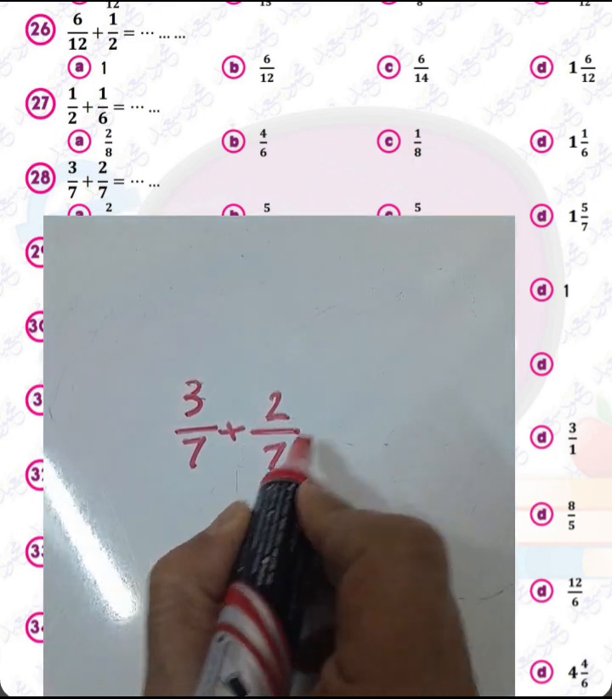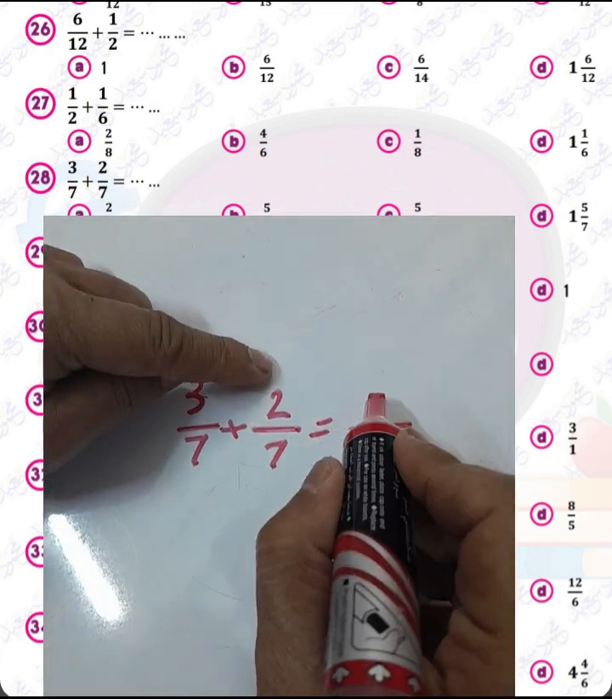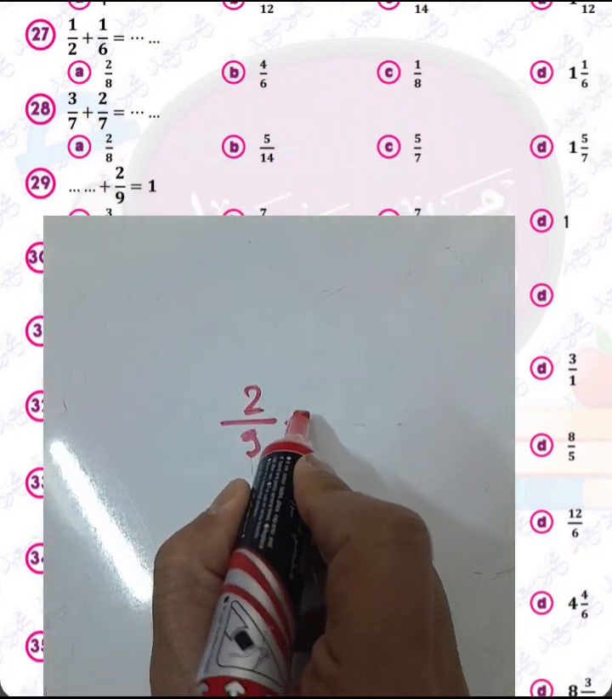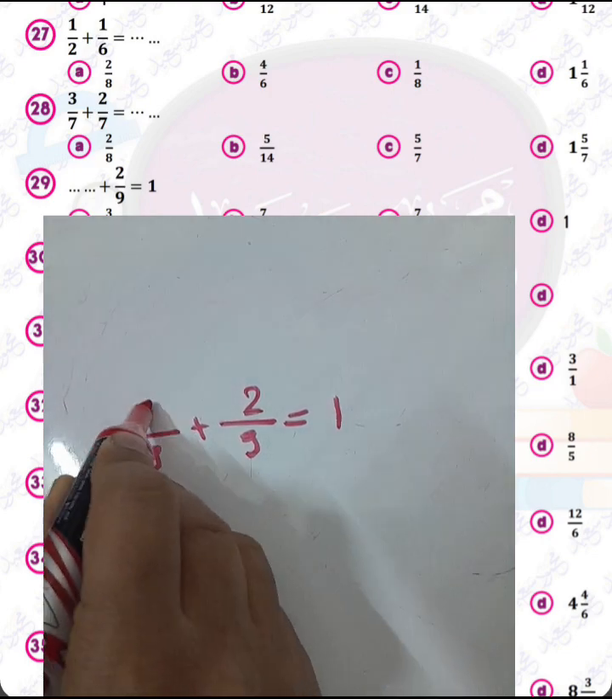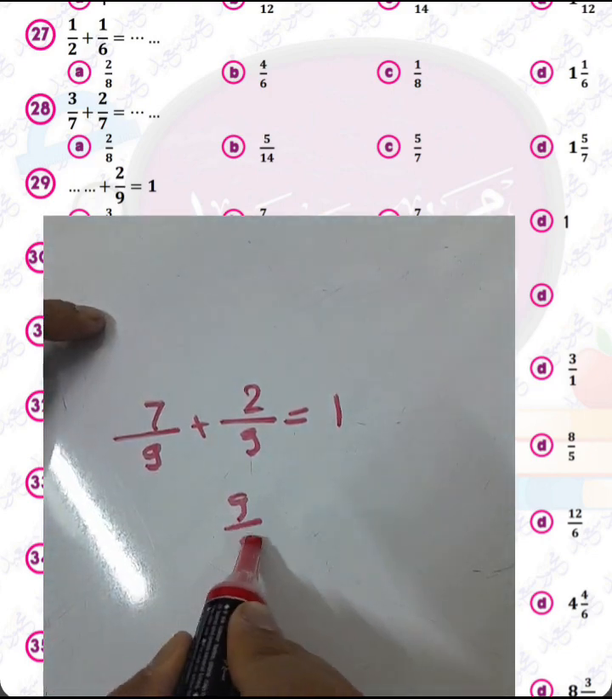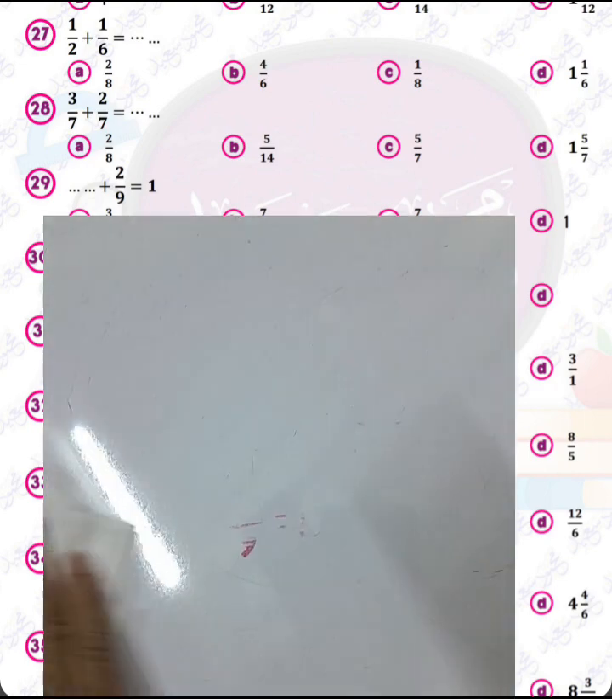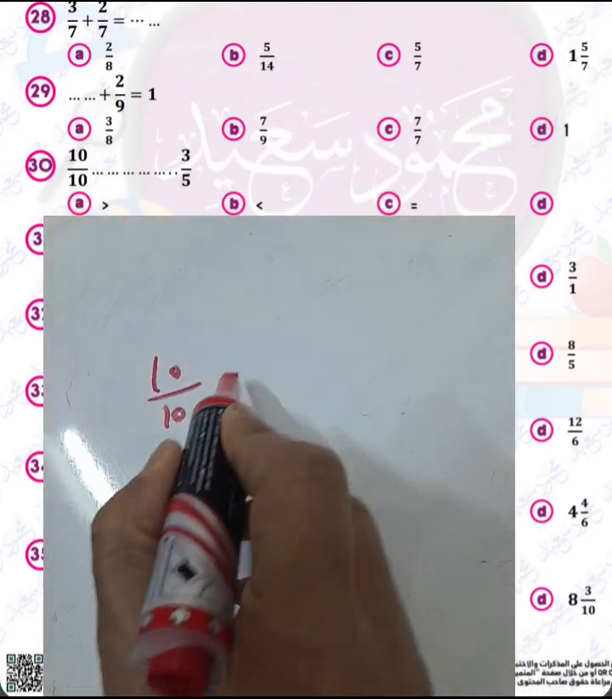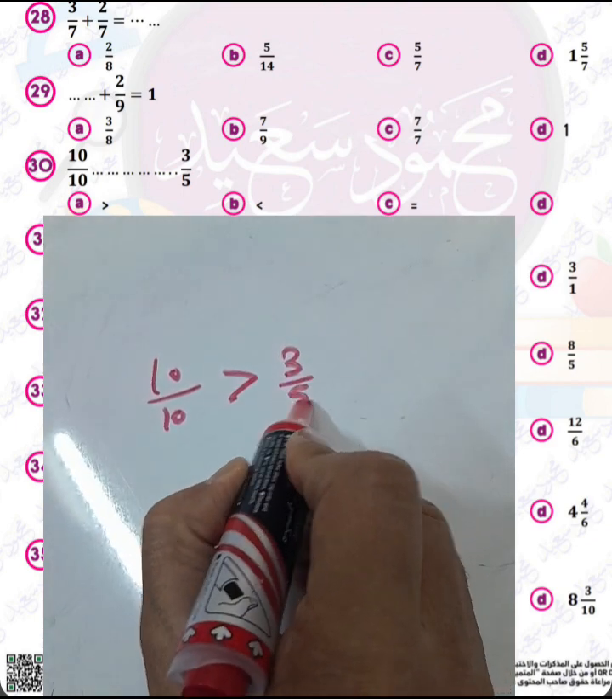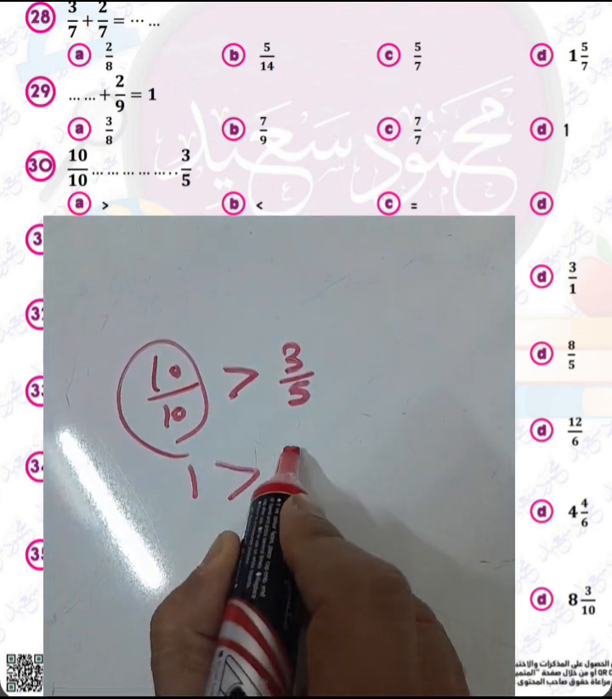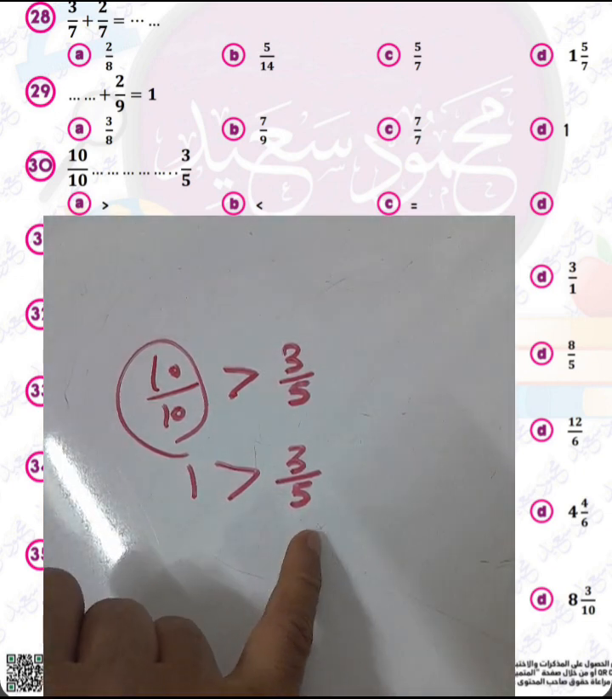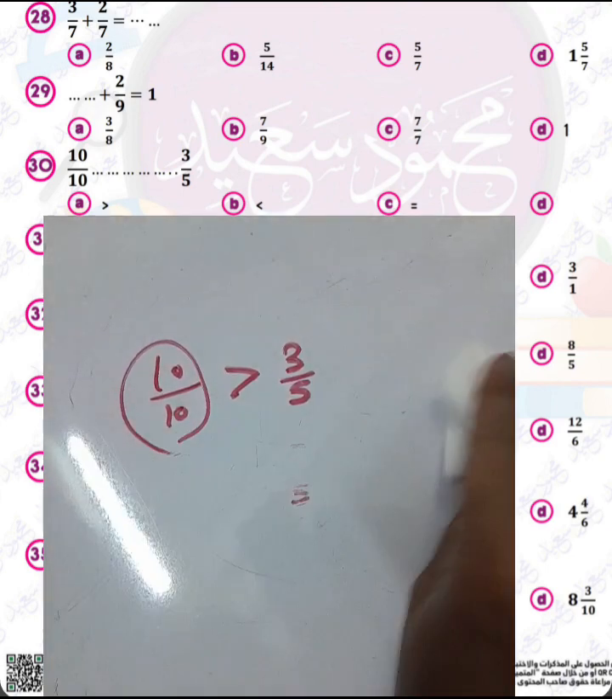3 over 7 plus 2 over 7. We can write 7 in the denominator, and 3 plus 2 will be 5. Space plus 2 over 9 equals 1. We can write here 9, and 7 plus 2 equals 9. 9 over 9 will be 1. Then you must write 7 over 9 in the space. 10 over 10 will be greater than 3 over 5 because 10 over 10 is 1, and 1 is greater than 3 over 5. 1 is greater than a proper fraction.